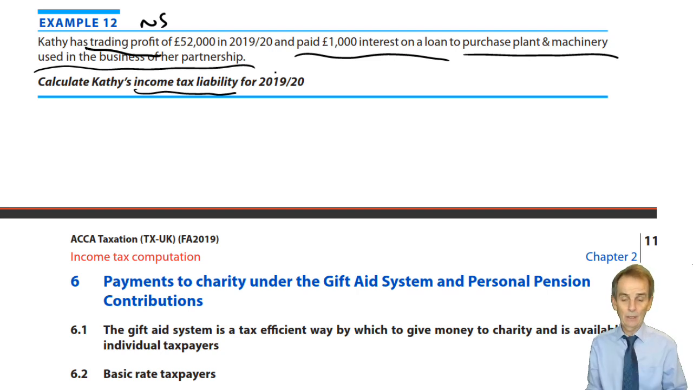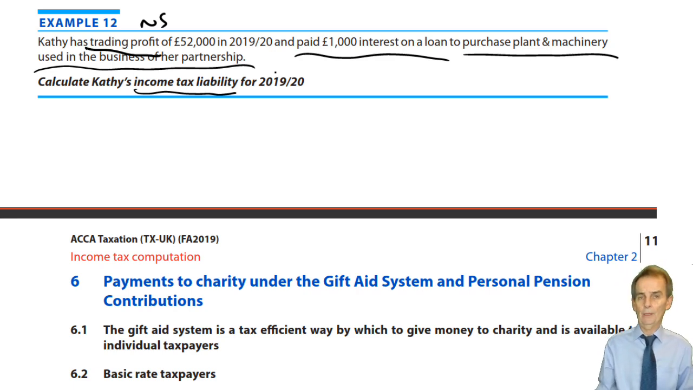So I'll give you about a minute or two there, probably all that you need to work that exercise through. We'll quickly check it, and then we'll move on to probably the rather more important area in terms of this particular lecture, and that's payments made to a charity under the so-called gift aid system, and also, in the same way, personal pension contributions paid by the taxpayer in the tax year. But more of that in a moment. You have a little go at that example first of all, please.